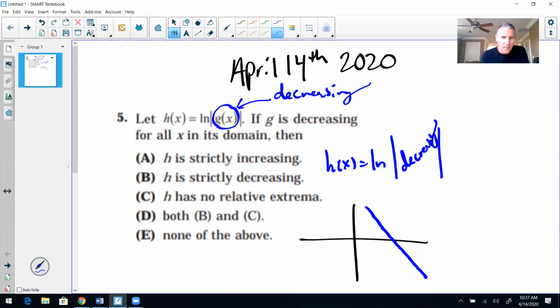But what it would do is take this portion and bring it up here. So this absolute value of the decreasing would turn it into something that is decreasing, and then it would bounce off. And if it continued to decrease down there, it would really put it up there, right? So this is what is inside of the natural log.